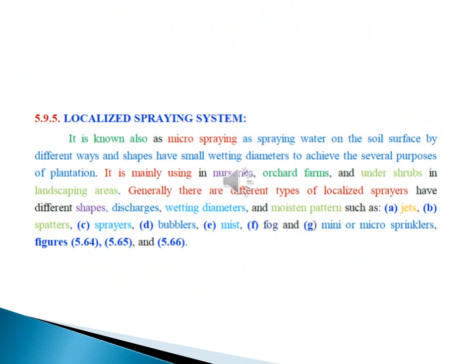The second subcategory, localized spraying system, which is known also as micro-spraying, sprays water on the soil surface by different ways and shapes, with a small wetting diameter to achieve the purpose of the plantation. It is mainly used in nurseries, orchard farms, and under-shrubs in landscaping areas. Generally, there are different types of localized sprayers, with different shapes, discharge, wetting diameter, and moisten patterns such as jet, spatter, sprayer, popper, mist, top, and mini or micro-sprinkler, as you see in the enclosed figures.